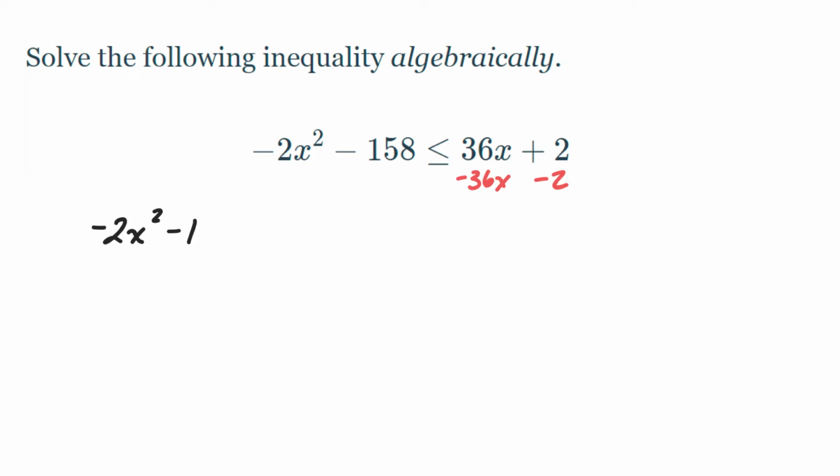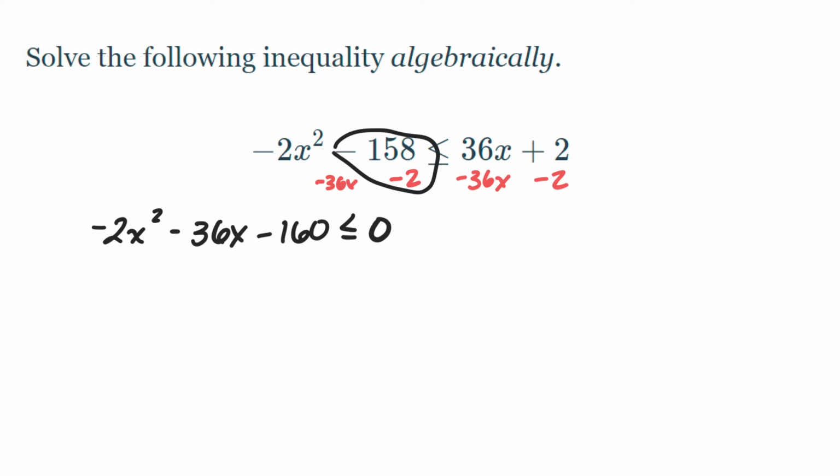Whoops, no I don't. Not yet. I have to subtract the 136x, and then I'm going to also subtract the 2. So this would be negative 136x, and these two combine to make negative 160. And all these values should be less than or equal to 0. Now, if you'll notice, all of these values are divisible by 2. So since this is an inequality, I can just divide everything by negative 2, and that includes the other side.